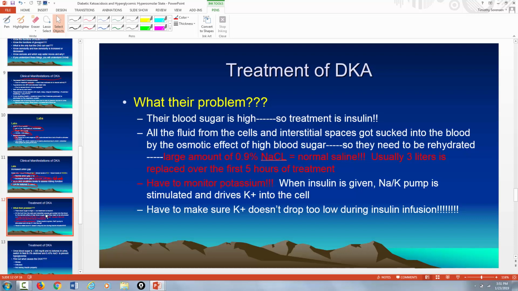So in addition to insulin, you're going to have to give them IV fluid, and usually it's about 3 liters in the first 5 hours. So these people are really, really dehydrated. And the other thing, you have to be monitoring that potassium hourly when your insulin is given, because that's going to drive the potassium into the cell. And if that potassium drops too low, the heart's going to become irritable. They can go into ventricular fibrillation and die.